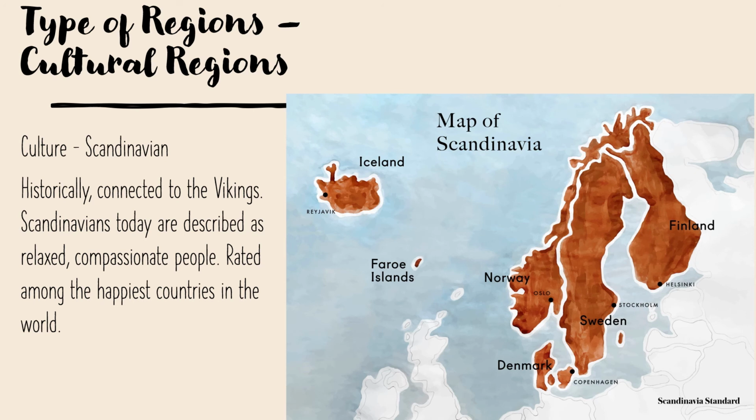Scandinavian. So Scandinavian, they are historically way back. That's where the Vikings were from, and there are some like beliefs of how like physically they look. But Scandinavians today, it is a region of the world that is typically very cold. They actually get less sunlight than a lot of the other places do, and they have snow much of the year. But they're also seen as a very relaxed and compassionate people.